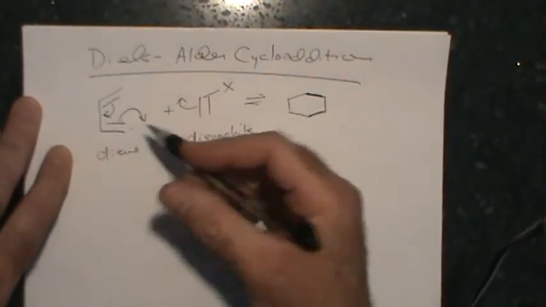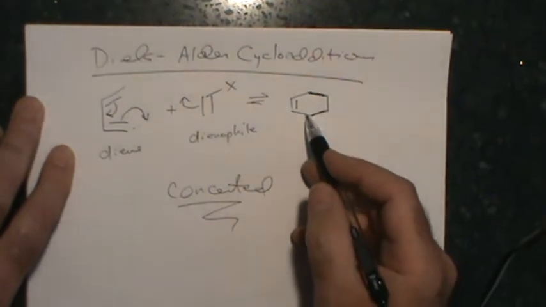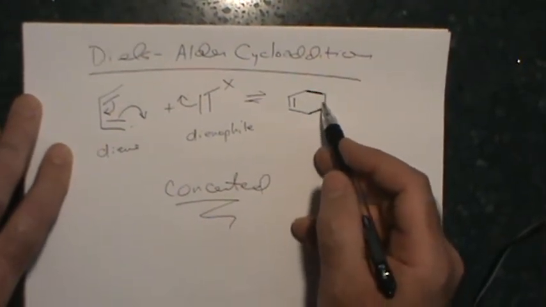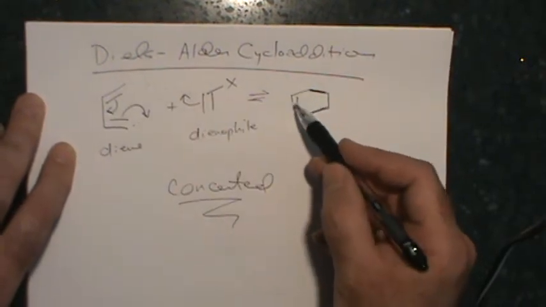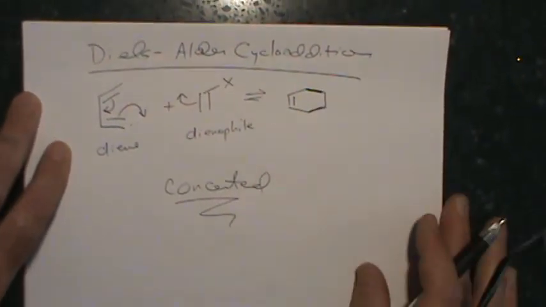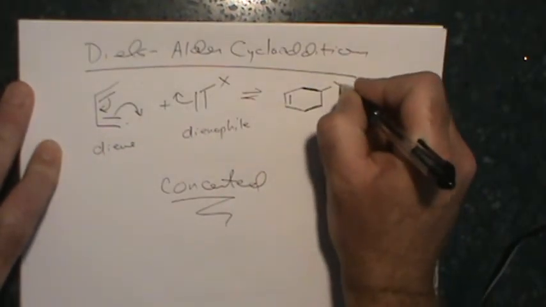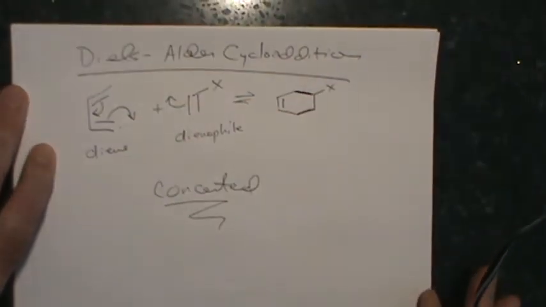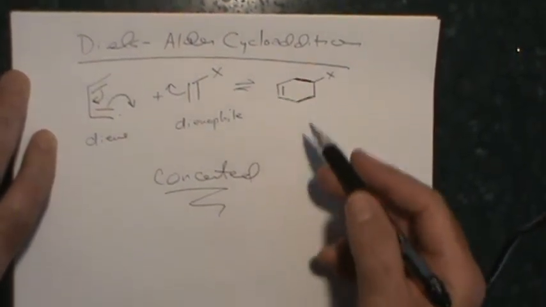These pi electrons get kicked over there to form a new pi bond right there. Those pi electrons are gone, they're in this new bond. These pi electrons are gone, they're in this new bond. And those pi electrons right there have been kicked over there. So there it is. I formed a cyclohexene. What about my X? My X is still on board. We'll put our X in there. This is our Diels-Alder cycloaddition product, a six-membered ring.